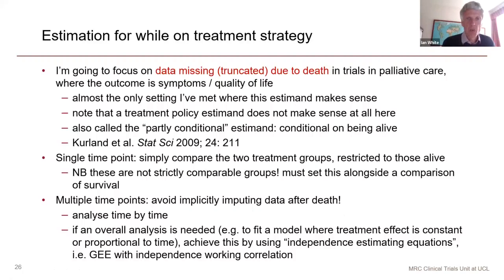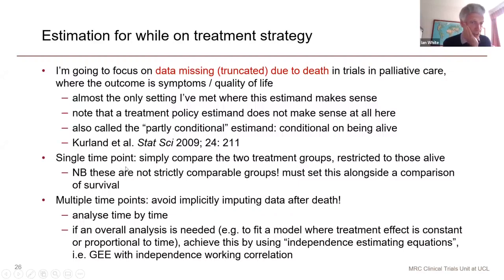And then the last strategy is the while on treatment strategy. And I'm going to focus on the case where we have data that are missing or truncated due to deaths. And I've been thinking about this in particular in trials in palliative care, where we're not trying to extend life, we're trying to improve quality of life or reduce symptoms. And I think this while on treatment strategy really makes sense here. Treatment policy really doesn't. And another term for the while on treatment strategy is the partly conditional Estimand. There's a very nice reference, Kurland, there, if you're interested in this topic.